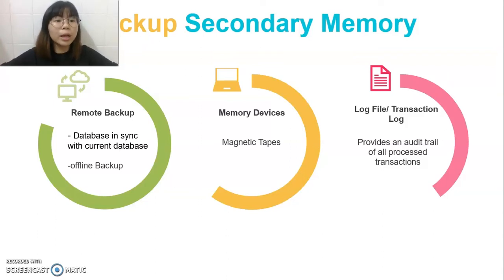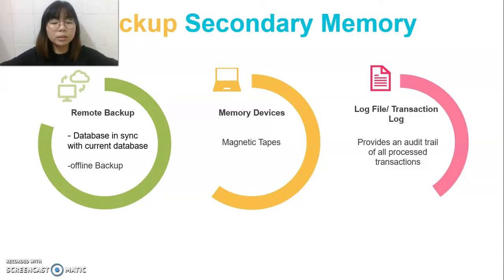And we can also update this database manually, which we call offline backup. So in this case, if there is a failure of the current database, the system will automatically switch to the remote database and start functioning. And then the next one, we can copy the database to a memory device such as magnetic tape, and keep it in a very secure place. If there is any failure, we can take the tape and bring the database back.